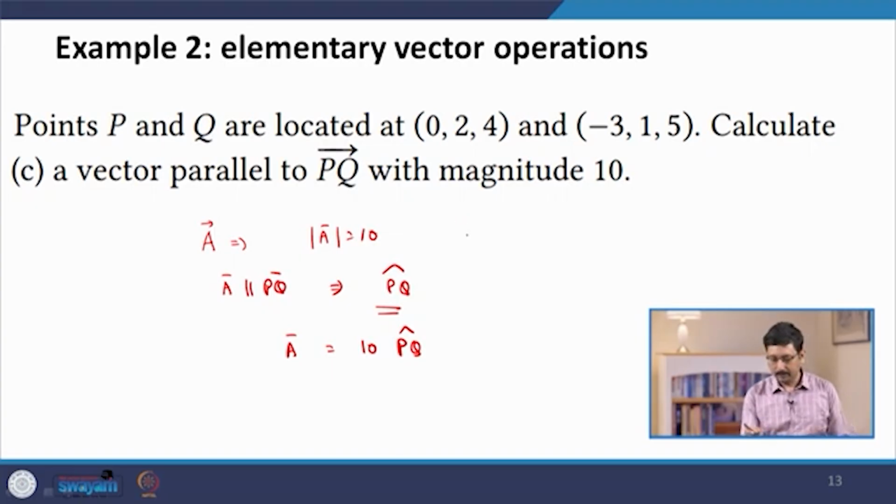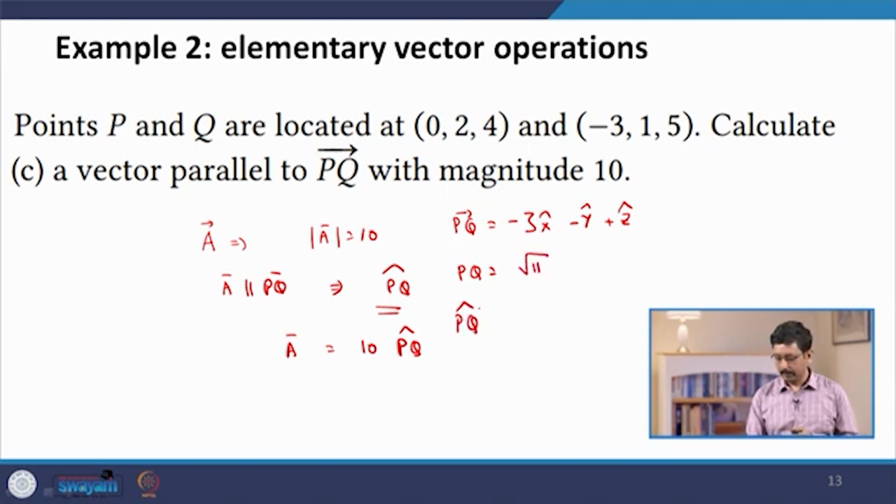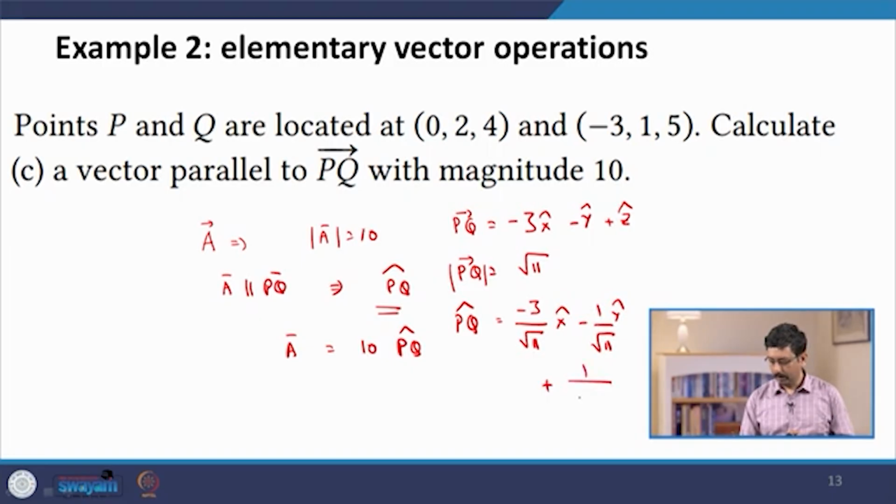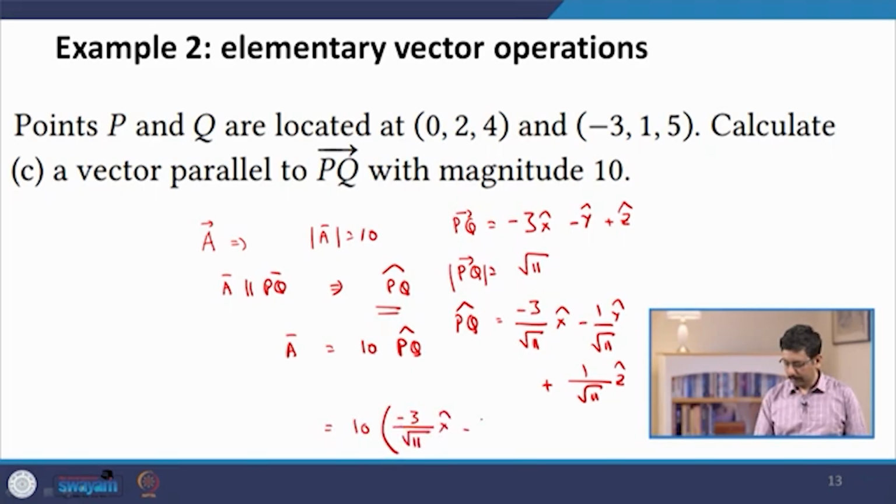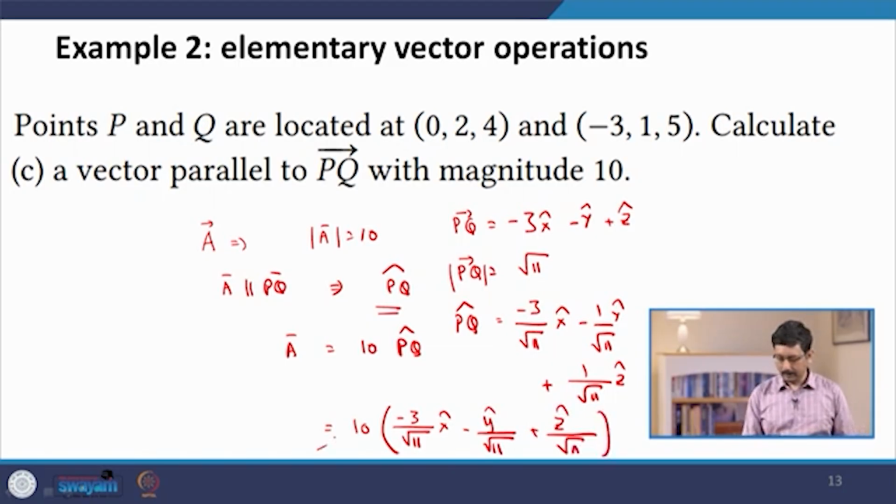So, let us calculate the unit vector along PQ. So, PQ is given by minus 3, minus 1, plus 1. So, minus 3 x hat minus y hat plus z hat, and the magnitude was square root of 11. So, the unit vector is minus 3 by square root of 11 x hat minus 1 by square root of 11 y hat and plus 1 by square root of 11 z hat. So, then the answer is A is a vector which is, so this is the answer. You can again verify that the magnitude of this vector is 10.